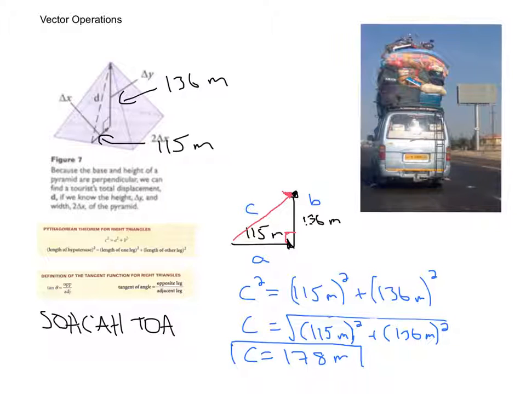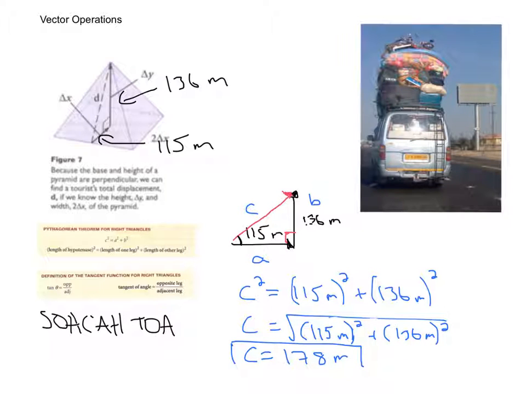Of course, we're not done. This is just the magnitude of our resultant vector here. So we want to find the angle. We want to find actually this angle right here. So I'm going to draw the little angle sign in there. We want to find that angle, right?